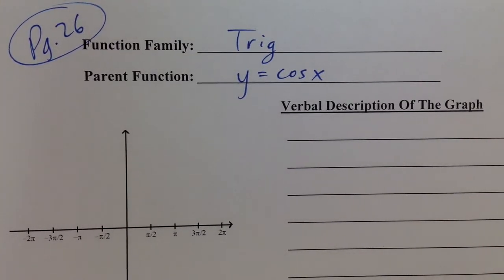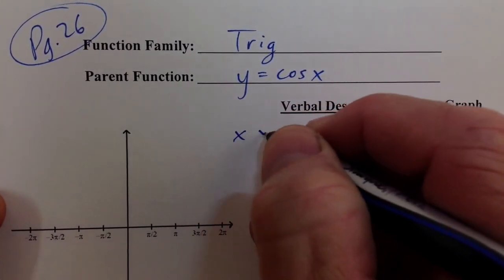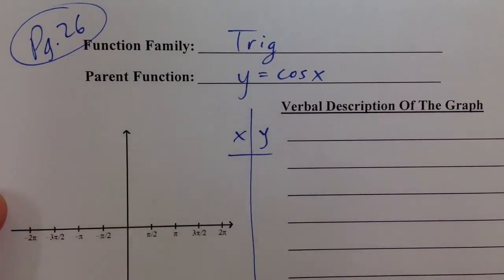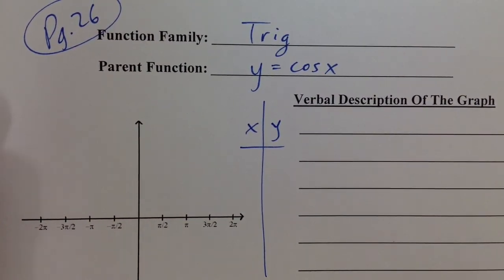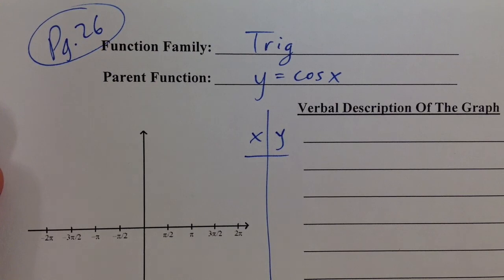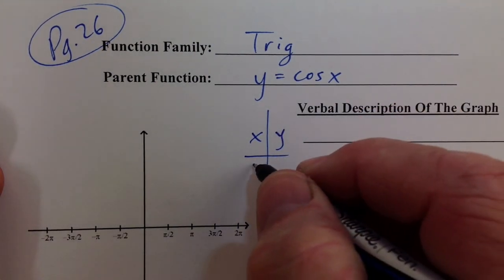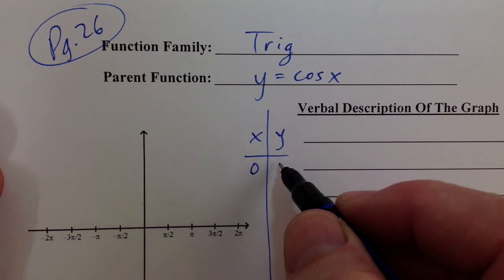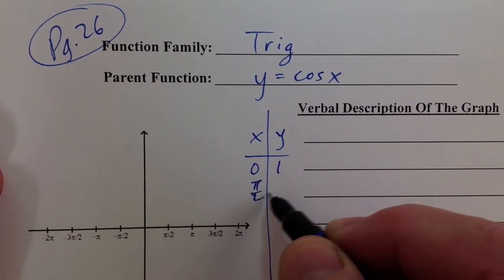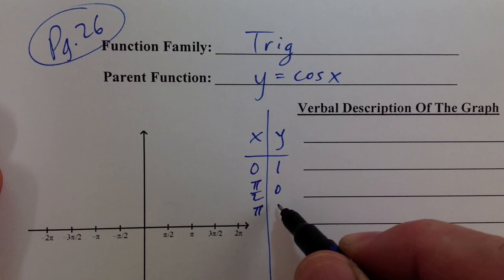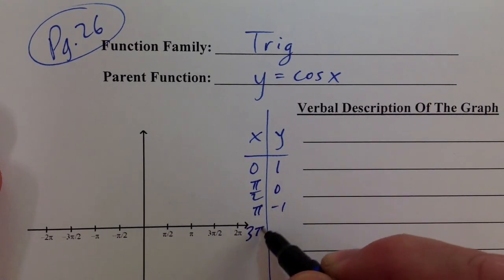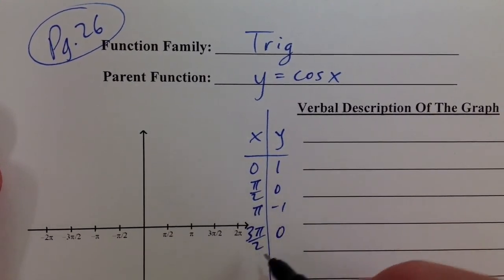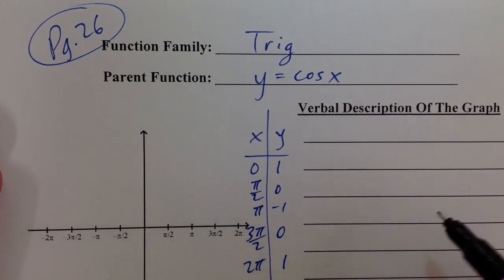I'm going to go through the cosine graph a little bit quicker than I did the sine graph because we talked about all the details of what you're supposed to do. Anyway, we're on page 26. If we just pick random values for the cosine's inputs here, cosine of 0 is 1, cosine of pi over 2 is 0, cosine of pi is negative 1, cosine of 3 pi over 2 is 0, and cosine of 2 pi, we're back to 1 again.